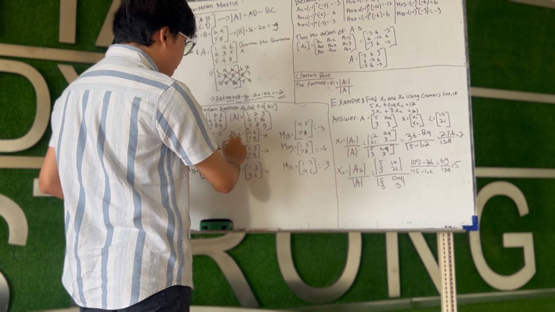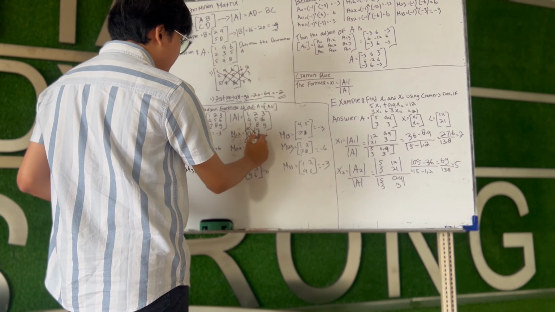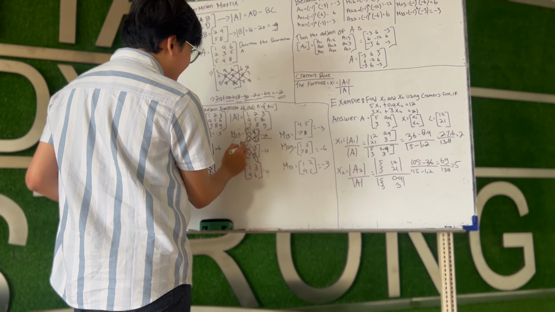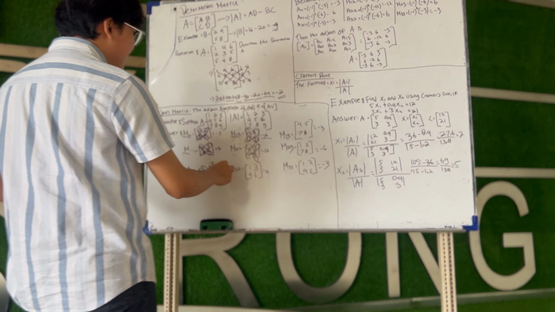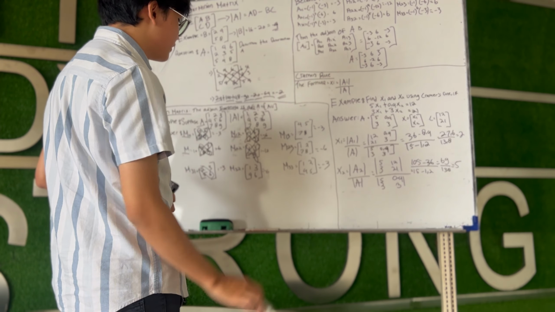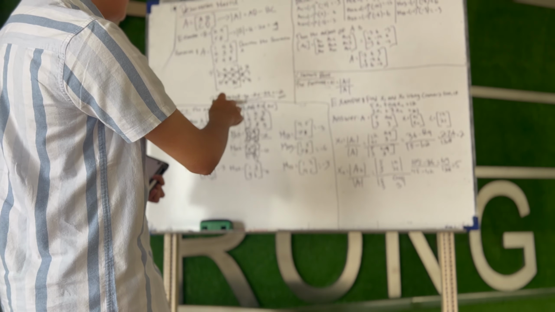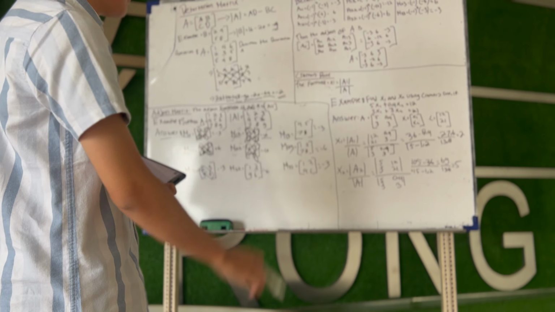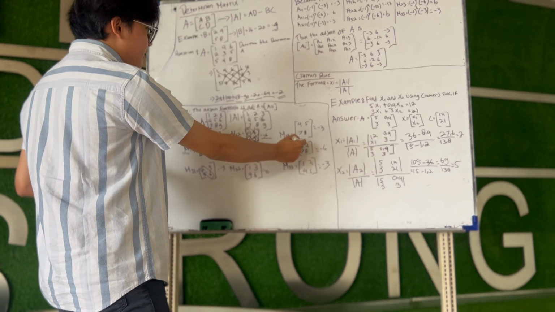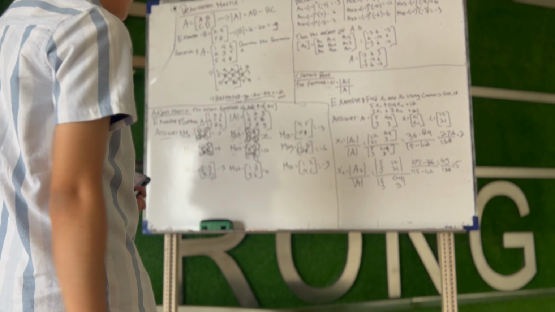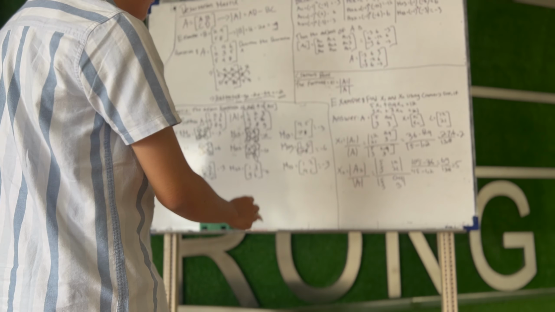And next is M12, 4 multiplied by 9 minus 6 multiplied by 7 is minus 6, and 1 multiplied by 9 minus 3 multiplied by 7 is minus 12, and M32 is 6 multiplied by 1 minus 3 multiplied by 4 is minus 6, and last is M13, 4 multiplied by 8 minus 5 multiplied by 7 is minus 3, and M23 is 1 multiplied by 8 minus 2 multiplied by 7 is minus 6, and M33 is 1 multiplied by 5 minus 2 multiplied by 4 is minus 3.